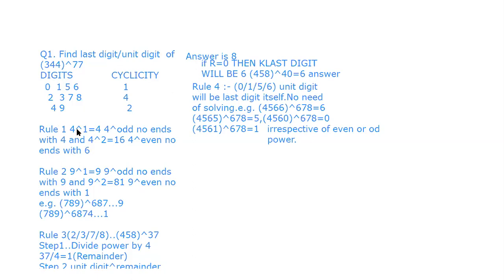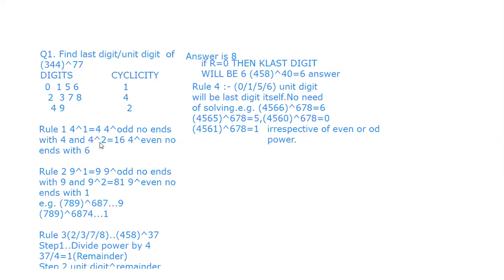So if I ask you a number, let us say 344 raised to power 77. Now 77 is an odd number. So as we have discussed in rule number 1, 4 raised to an odd power ends with 4. So you could say the last digit of this number would be 4. And if instead of 77 we have 78 here, 344 raised to power 78, in that case the last digit will be 6.